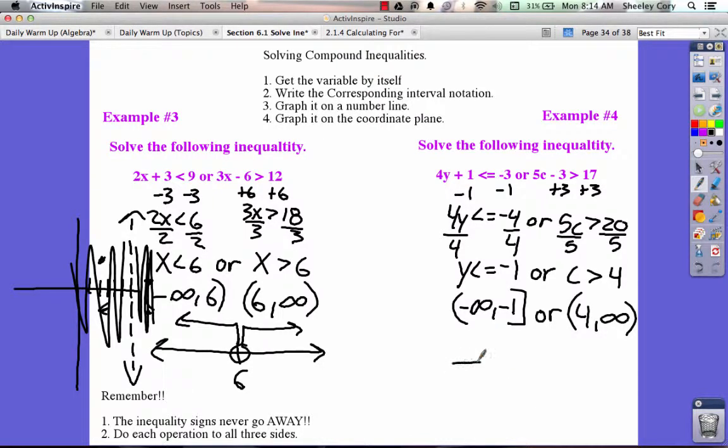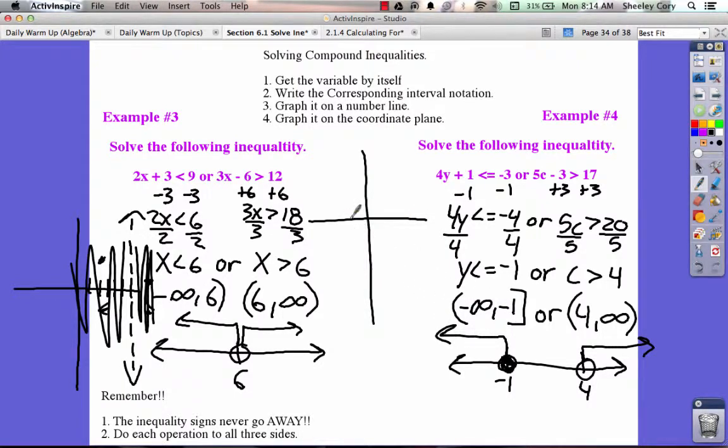Now we're going to draw the number line. We've got negative 1 here, and we've got 4 here. We got a closed dot on negative 1, pointed to the left. We got an open dot on 4, pointed to the right. And then finally we're going to graph it.